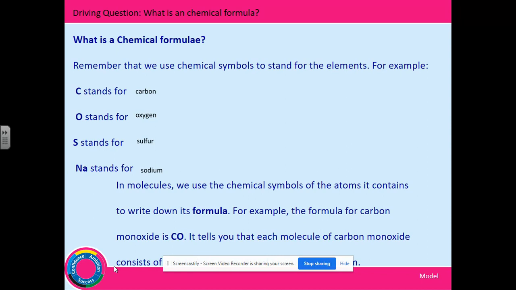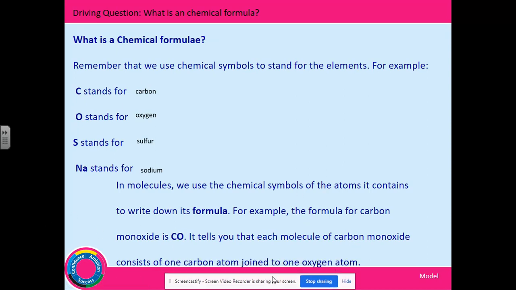For example, the formula for carbon monoxide is CO. It tells you that each molecule of carbon monoxide consists of one carbon atom joined to one oxygen atom.